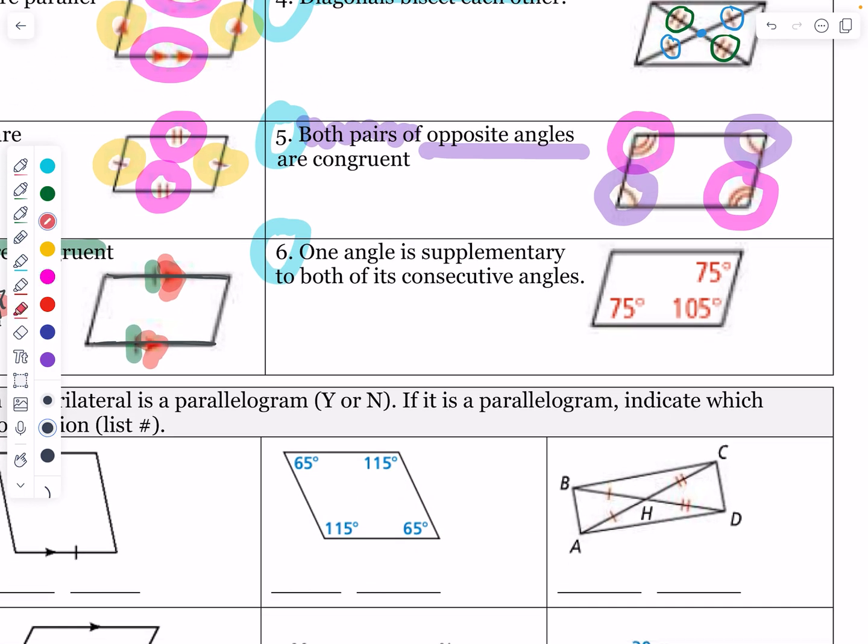All right, this is the one I said is kind of close. If you have one angle that is supplementary, meaning adds up to 180, with both of its consecutive angles, that is enough to say that it's a parallelogram. So let's pause right there. What does it mean to be supplementary? That means that those add up to 180 degrees.